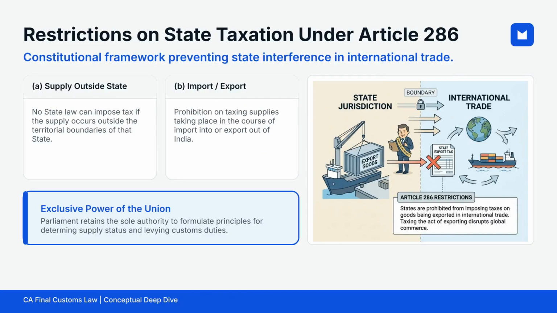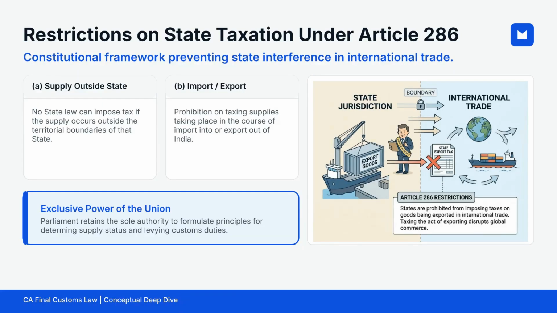Article 286 places important restrictions on state governments. A state cannot impose tax on supplies occurring outside the state, nor can it tax supplies taking place during import into India or export out of India. This constitutional safeguard prevents multiple taxation and protects international trade from unnecessary state-level interference. The Parliament alone has the power to determine whether a transaction qualifies as an import or export and to levy customs duties on such transactions. Therefore, whenever goods cross international borders, the authority shifts exclusively to the Union government, ensuring uniform treatment of customs matters across the entire country.